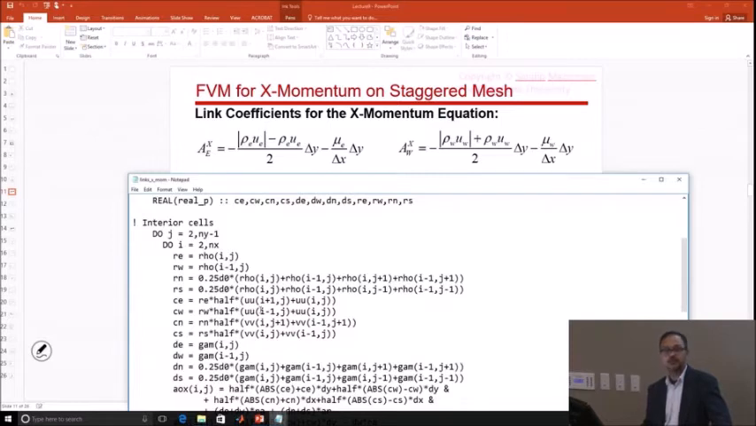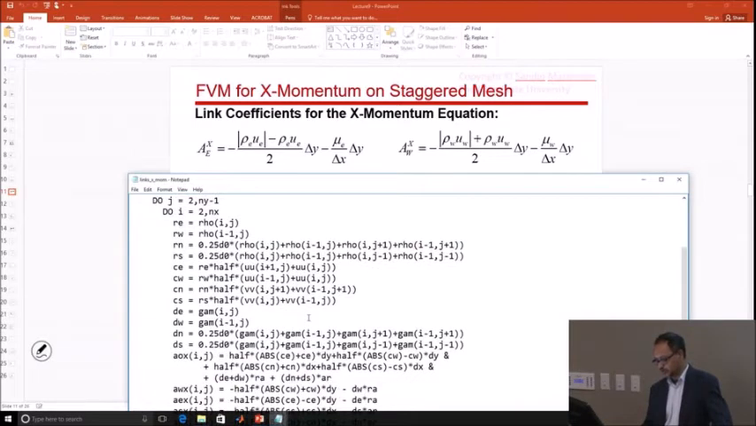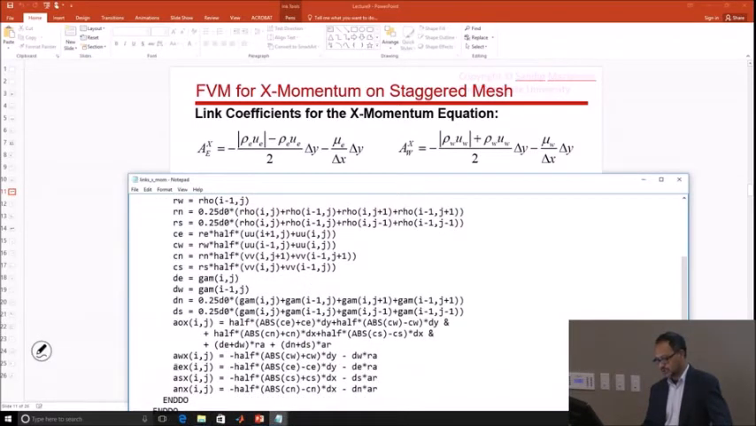Can you still read the font from behind? Okay. So you see what I'm doing here is to calculate, for example, A East. Let me go down here. Here's my A East. This is what I finally calculated. To calculate this, I first need my rho East. I also need my mu East. And that is what I've done here.